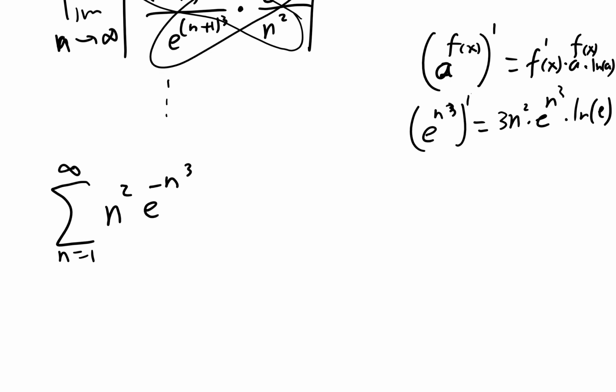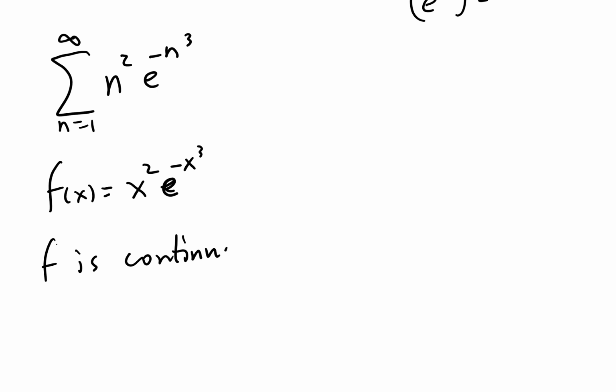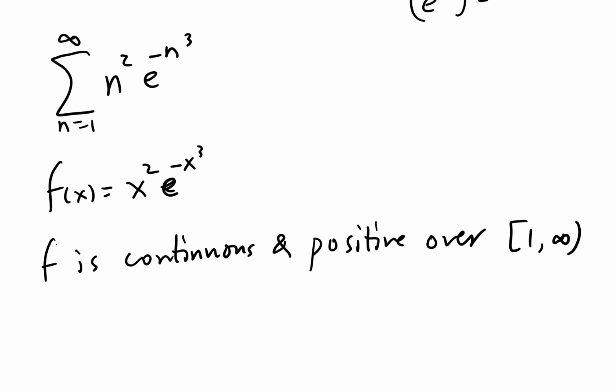So you're going to say the conditions for the integral test, we need to list them out. So we're going to verify or write down the things. First we turn it into a function, x squared e to the negative x cubed. That's our function. And then what do we say? So we say f is continuous and positive over the interval 1 to infinity, because that's what the bounds are.